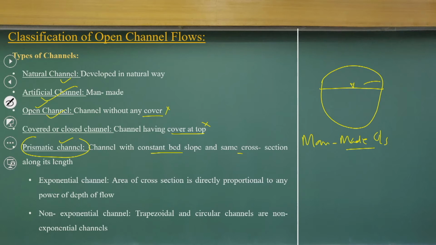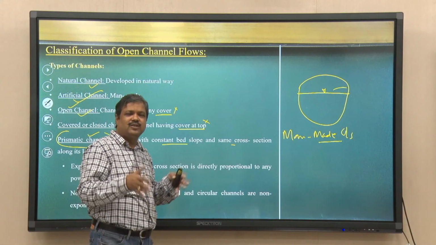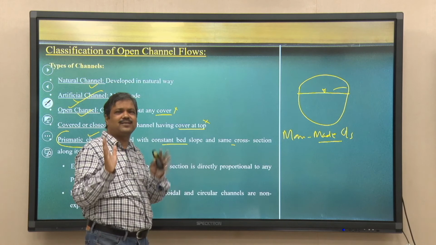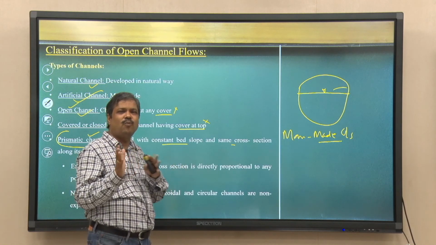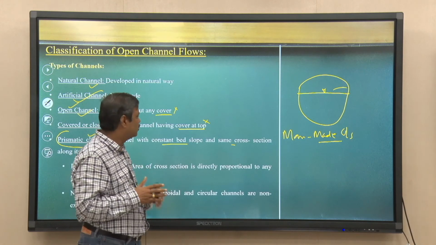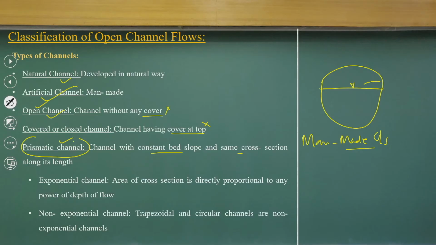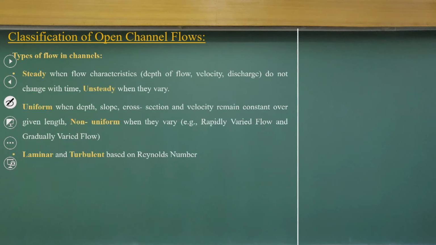That is what happens when you are laying out canals. Mostly you try to make the cross sections the same, and the bed slope will be more or less constant. That is what prismatic channels are. Then we have channels where the cross section is directly proportional to some power of the depth of flow. This is an exponential channel, and trapezoidal channels are non-exponential channels. Those are the basic definitions.